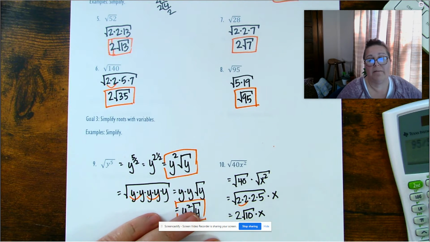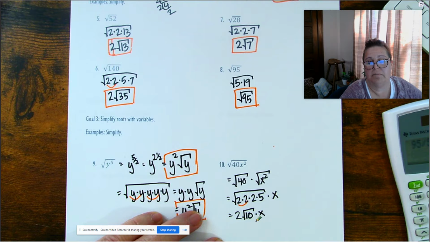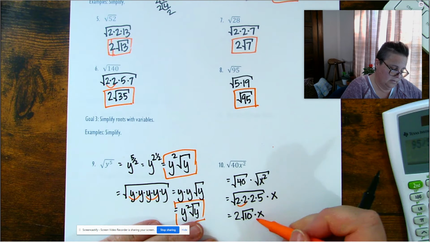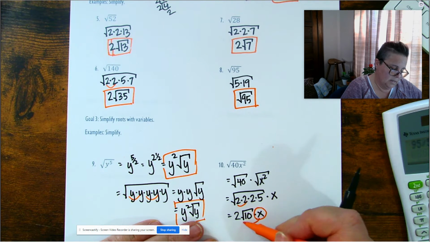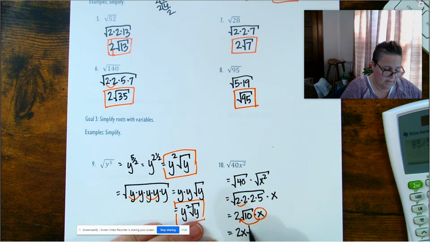This is a problematic way of writing this problem, only because people can't tell if the x is underneath the square root or not. So what we do most of the time is we take this x and we put it between the 2 and the square root. Just to be clear that it is not underneath the square root, we would write this as 2x square root 10.